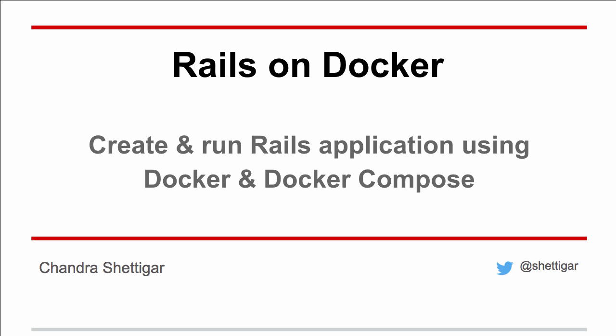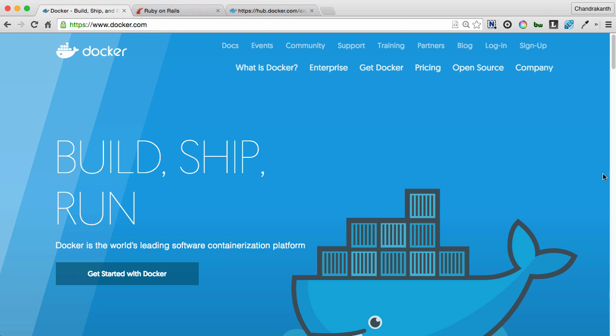In this episode, we are going to create and run a Rails application using Docker. That means I don't need to have any of the packages like Ruby, RVM, or databases like MySQL installed on my operating system, but there should be Docker installed, basically the Docker client and the Docker engine daemon.